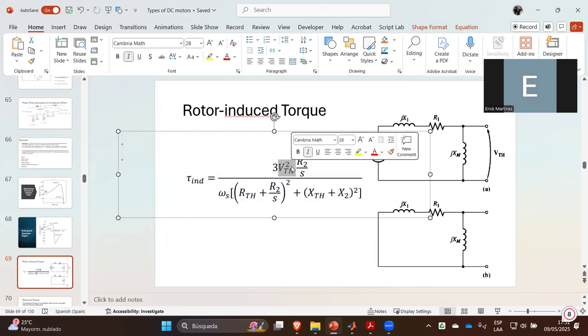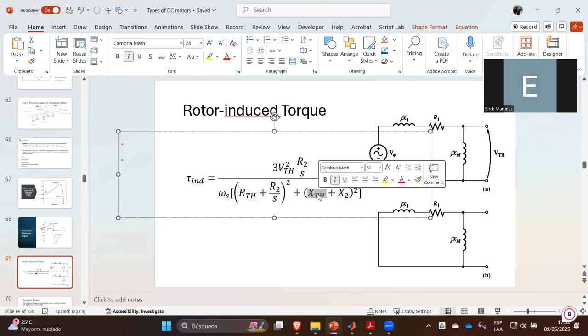From an electrical point of view, we need the Thevenin voltage and the Thevenin impedance. That is denoted by this RTH, the real part of the Thevenin impedance, and this XTH, the imaginary part of the Thevenin impedance. So we need these two quantities and also the Thevenin voltage in order to compute this value.